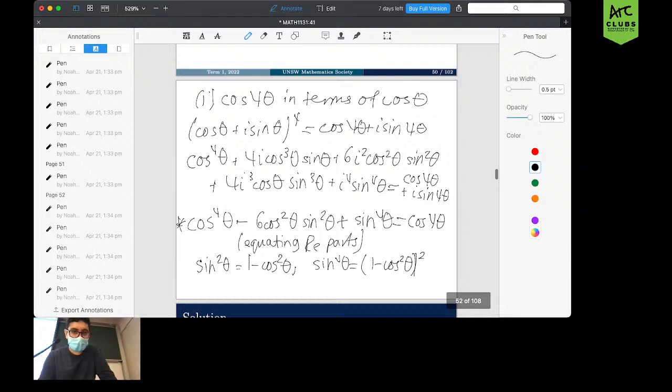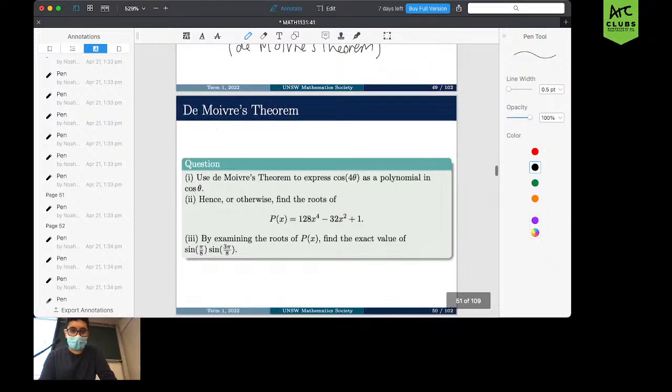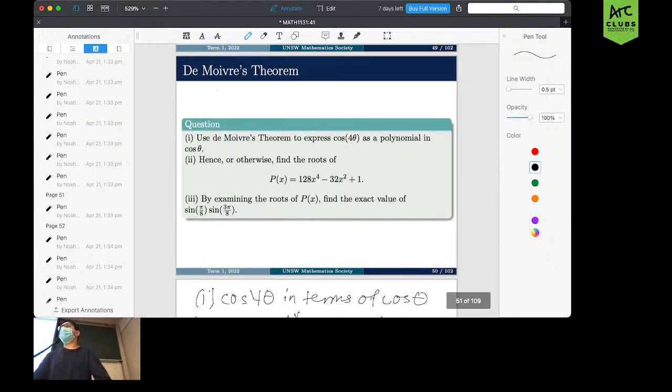I'm just gonna add another blank page. Cool. Let's look at part 2 now. Does anyone have any questions with part 1? All good?